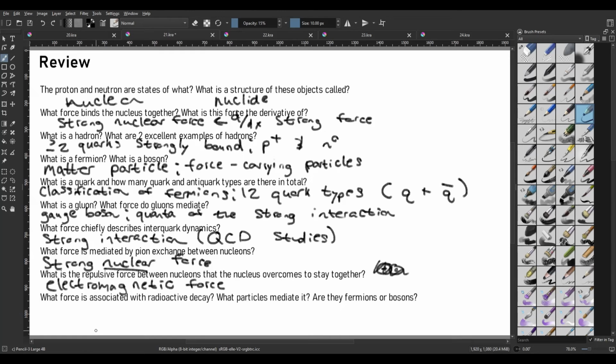Last question here is, what force is associated with radioactive decay? What particles mediate it? Are they fermions or bosons? So the answer to the first part is going to be the weak force, or the weak interaction. Of course, the weak force is more than just radioactive decay, but for our purposes in looking at nuclear chemistry, we just need to make that association that the weak force, or the weak interaction, is beta plus and beta minus decay with that exchange of its mediating particles, which in this case are the W plus and W minus bosons. The weak force, we'll draw an arrow.